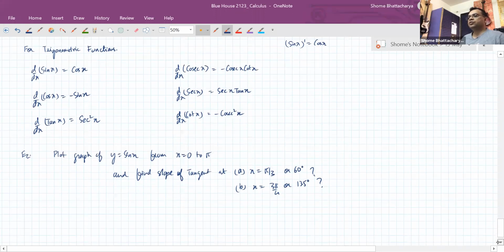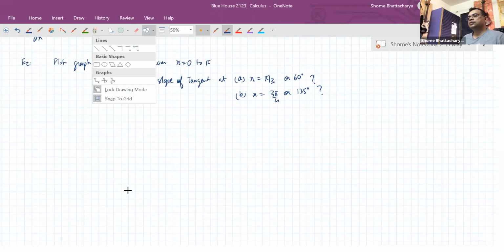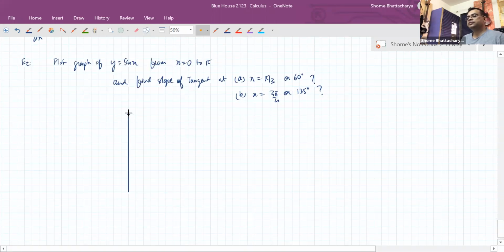So the first part, the graph plotting, that comes from our basic knowledge of trigonometry. So that is not really anything to do directly with differentiation. The graph of sin x from 0 to pi will look something like this. From 0 to pi by 2, it will first increase from 0 to 1. And then from pi by 2 to pi, it will again decrease.